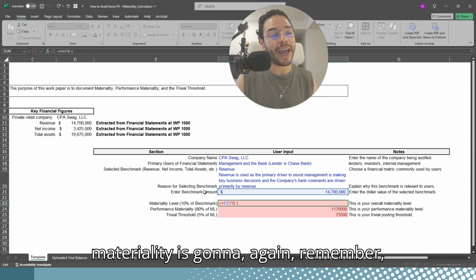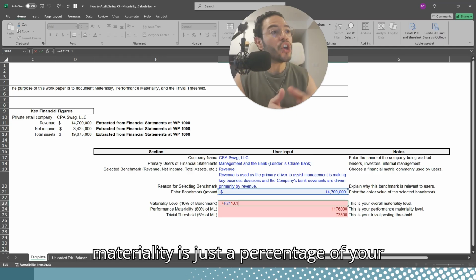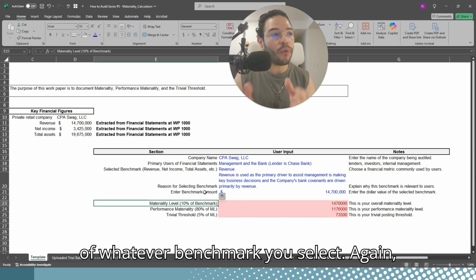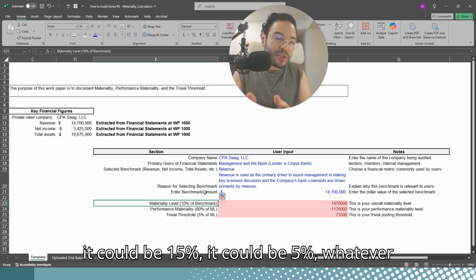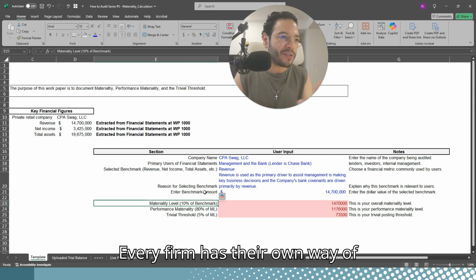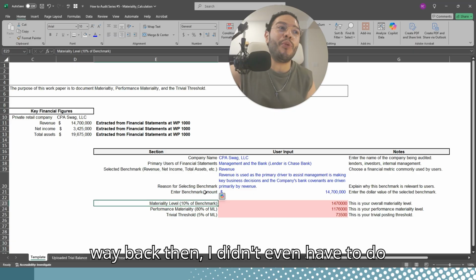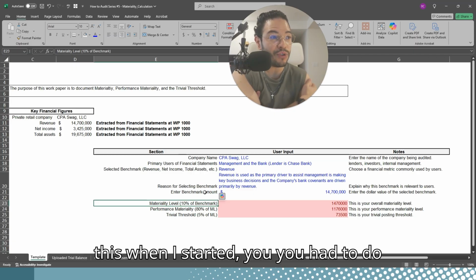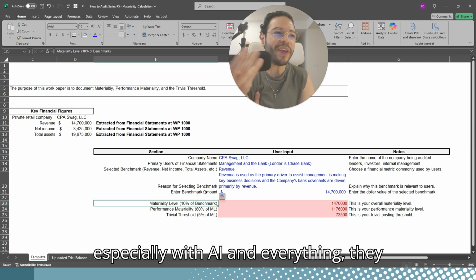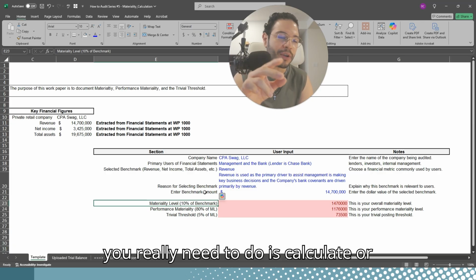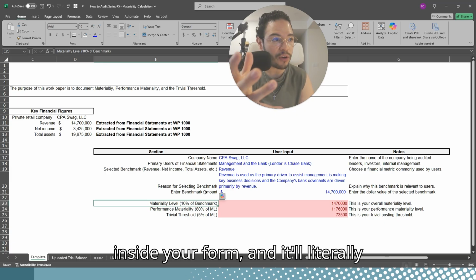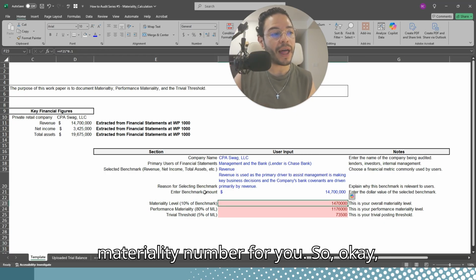And materiality, remember, is just a percentage of your overall benchmark. In our example here, in our firm, it's 10% of whatever benchmark you select. Again, it could be 15%, it could be 5%, whatever firm you're at is going to have a different methodology. Every firm has their own way of calculating materiality. Back in the day, way back then, you had to do this by hand, and it was a certain percentage. Now, a lot of firms, especially with AI and everything, have tools for you to calculate this. So all you really need to do is document why you chose your primary benchmark, put your benchmark amount inside your form, and it'll literally spit out your materiality number for you.